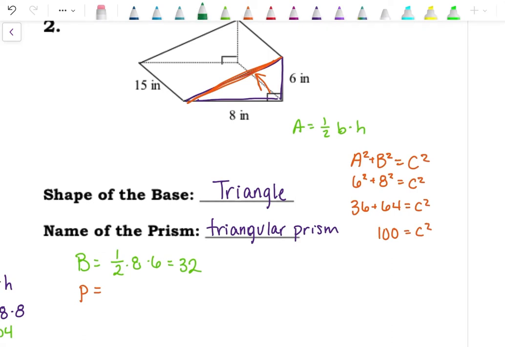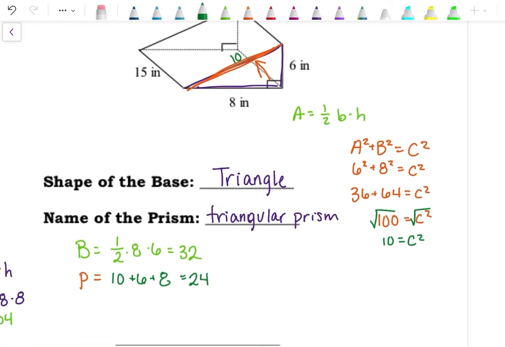To get rid of the squared on c squared, I'm going to square root both sides, and I get 10 equals c. So my hypotenuse on this triangle is 10. So to find my perimeter, I'm going to do 10 plus 6 plus 8, and that comes out to 24 for my perimeter. The next thing I need is the height of the prism, which is going to be the distance from base to base, in this case 15.